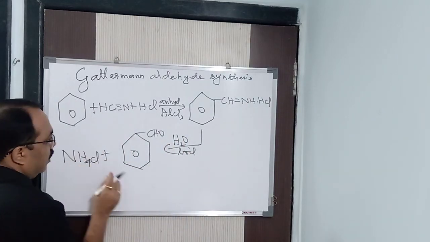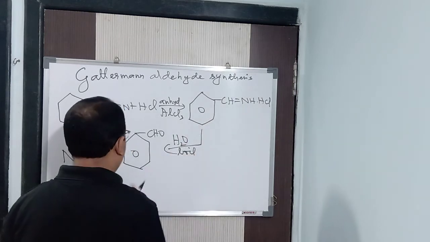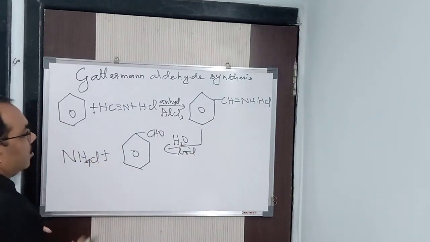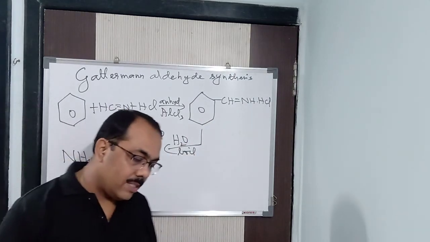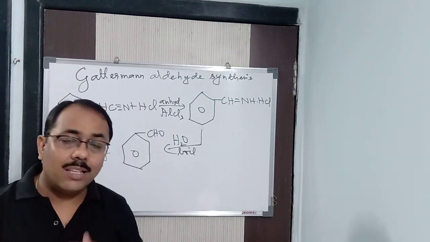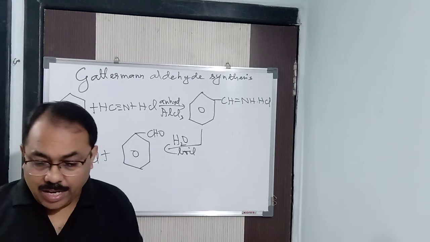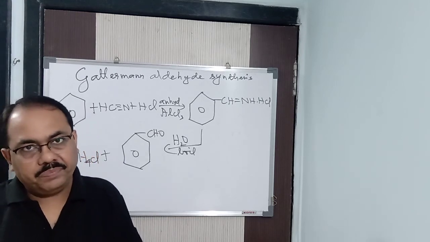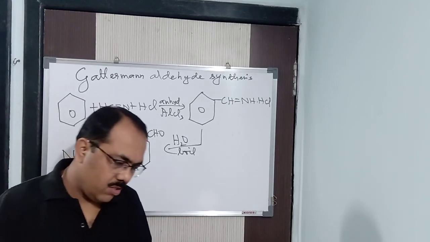You can count it and see here. Two hydrogen here, so NH4Cl. I am going to get it as the secondary product. This is known as Gatterman's aldehyde synthesis, by which we prepare aldehyde. So these are the basic reactions of aldehyde, so to say.